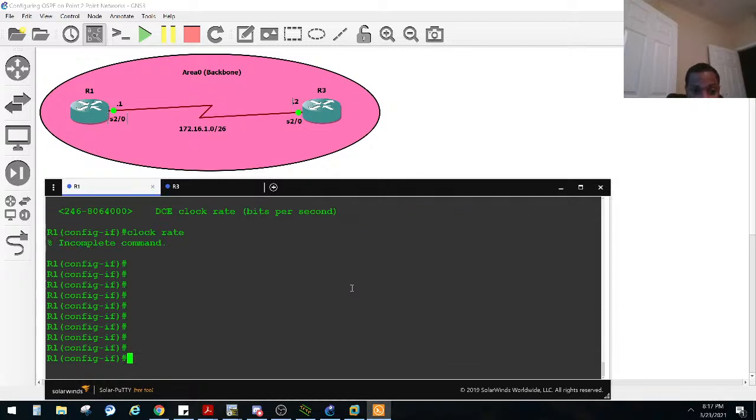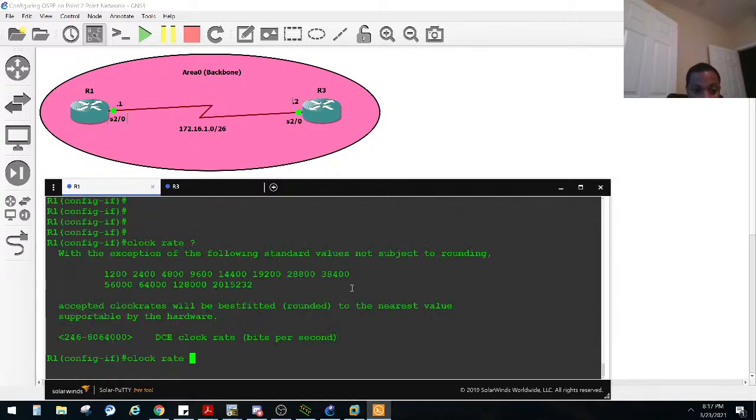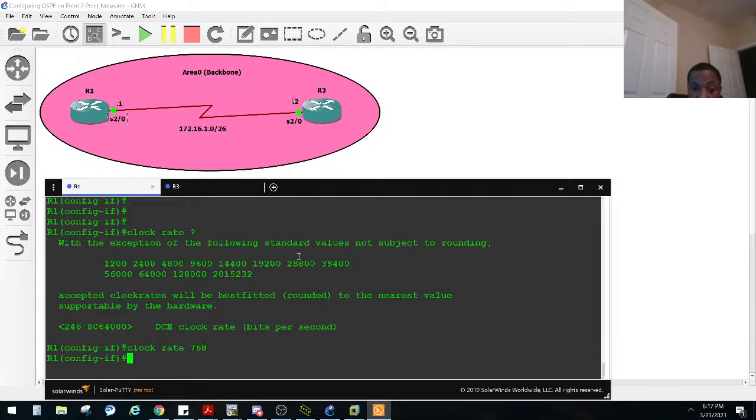Right? Let's do this over. Boom. Clock rate, question mark, y'all can see. With the exception of the following standard values. These are the only values we can put in, right? If I put 768, it's going to take it. That doesn't mean 768 kilobytes per second, though. Let me convert that before I make myself look like an idiot here.